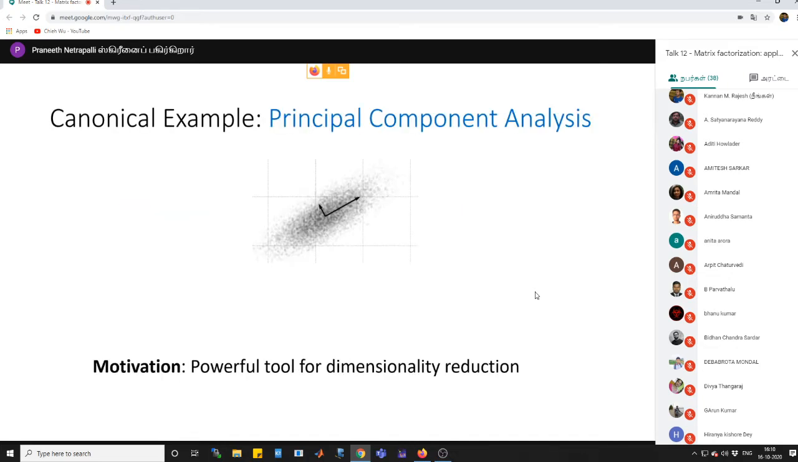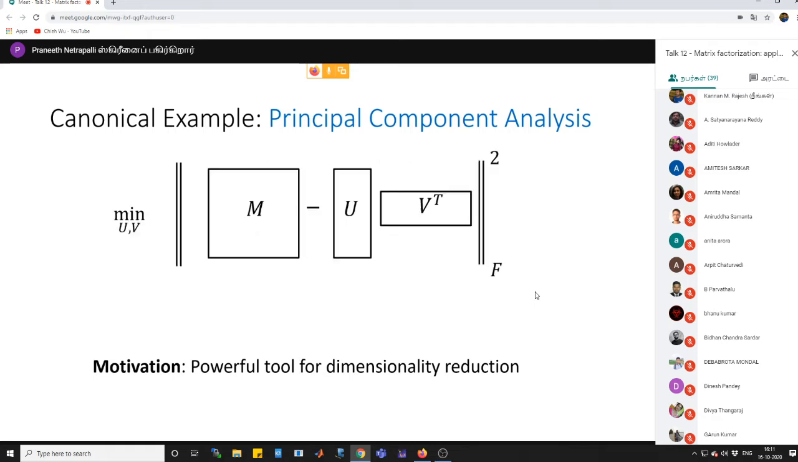So the first example of decomposition that's widely used in machine learning is principal component analysis, where you are given a bunch of data points and you want to project all of them into a much smaller dimensional subspace so that you reduce the dimension of the data points. But at the same time, you should preserve the most important information in the data. Okay.